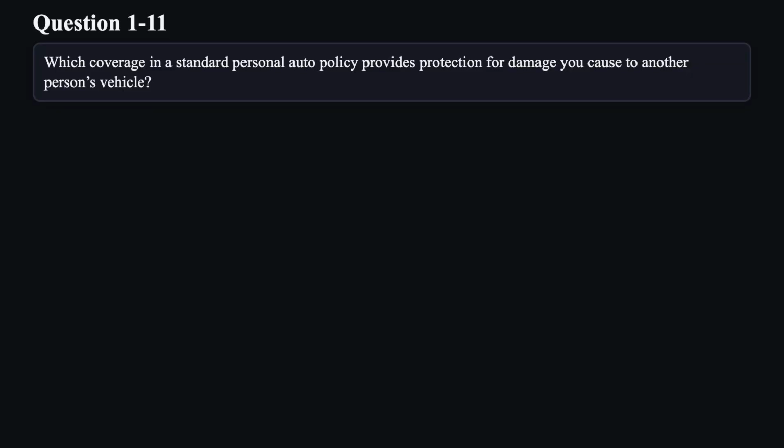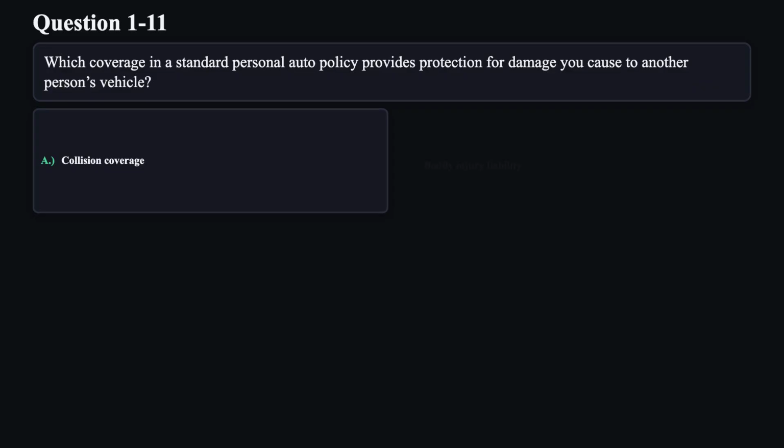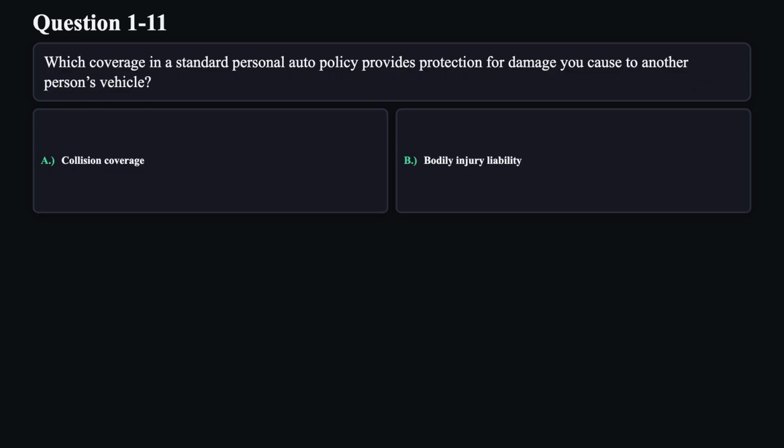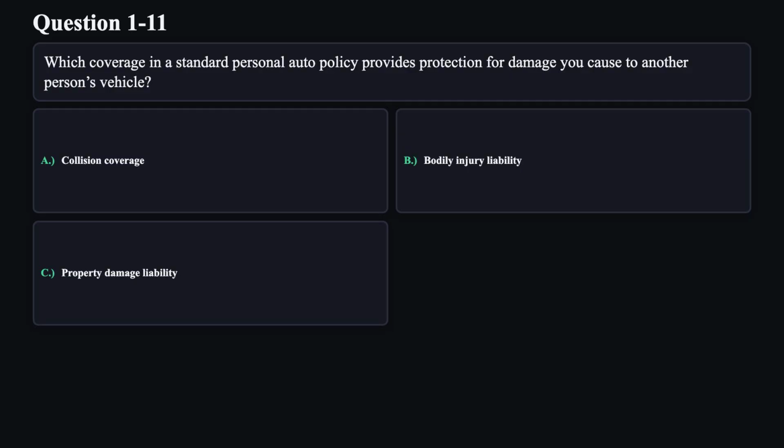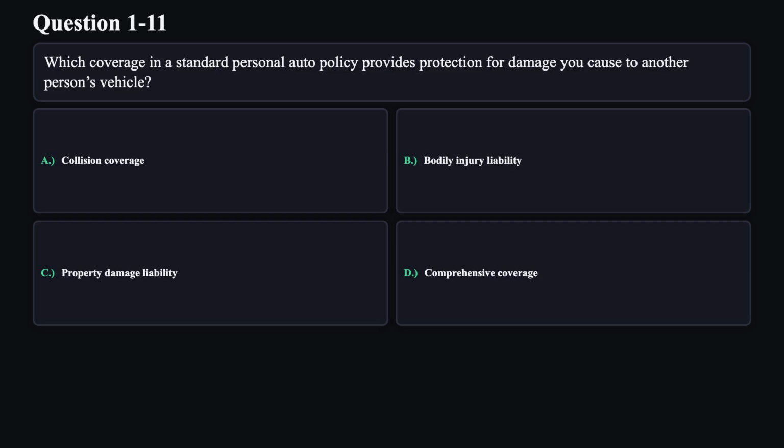Question 11. Which coverage in a standard personal auto policy provides protection for damage you cause to another person's vehicle? A. Collision coverage. B. Bodily injury liability. C. Property damage liability. D. Comprehensive coverage.